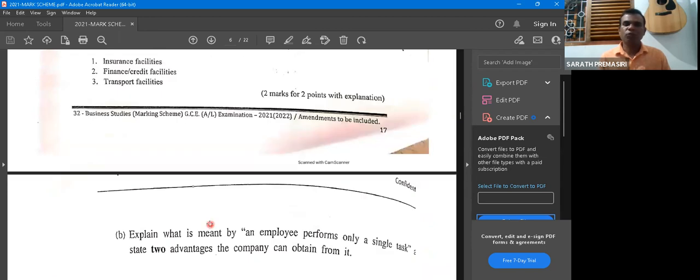Yes, look at the next question. Explain what is meant by an employee performs only a single task. Employee performs only a single task.